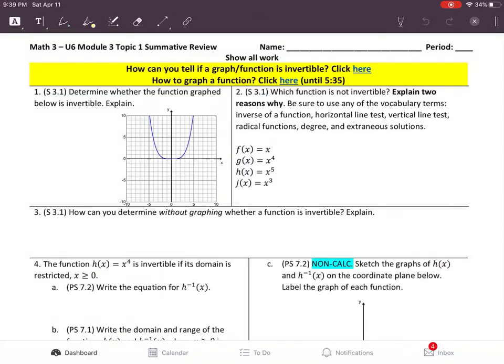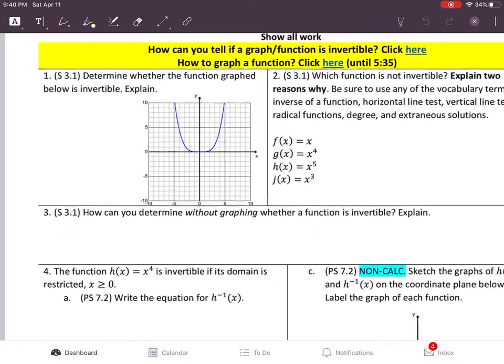So this is the review key video for Module 3, Topic 1. This is the second test we took. I'm going to go through this review sheet just like I did the Module 2.3. The hope is that you will then go back and work on your corrections for either the whole thing or for the standard that you need to fix so you can help yourself get a passing grade. Okay, so here we go.